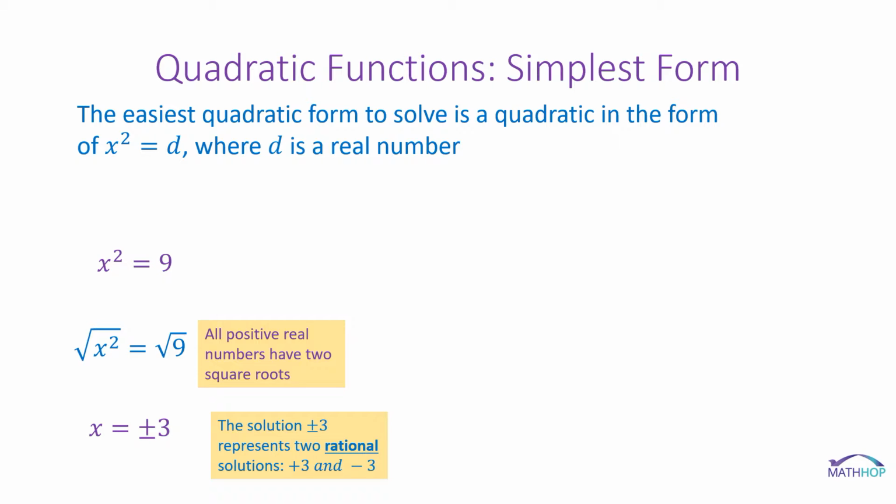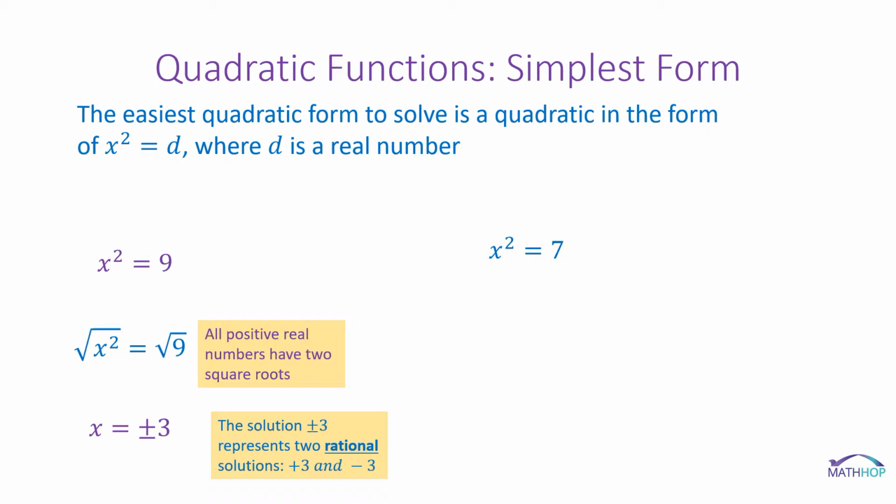Think about it. If you square 3, you get 9. 3 times 3 is 9. However, if you square negative 3, negative 3 times negative 3 is also 9. Remember, positive real numbers have 2 square roots. Let's look at another one.